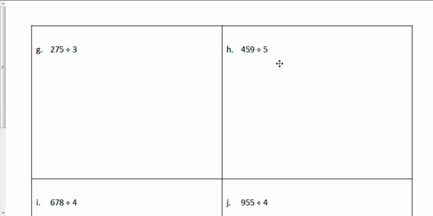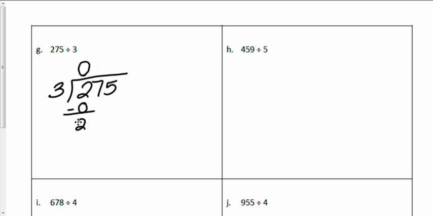Again, if you think you're ready to try one by yourself, go ahead. You might not want to try this one. It's a little bit different. You might want to walk through this one with me because you're going to notice it's a little bit different. I'm going to show you how it's different. So when I look here and I have a 2, I'm thinking to myself, how many can I put in each group if I only have 2 and I'm trying to make 3 groups? I can't do any. So remember, you can put a 0 here, and you can say 0 times 3 is 0, and that's going to leave you with 2 hundreds left over.